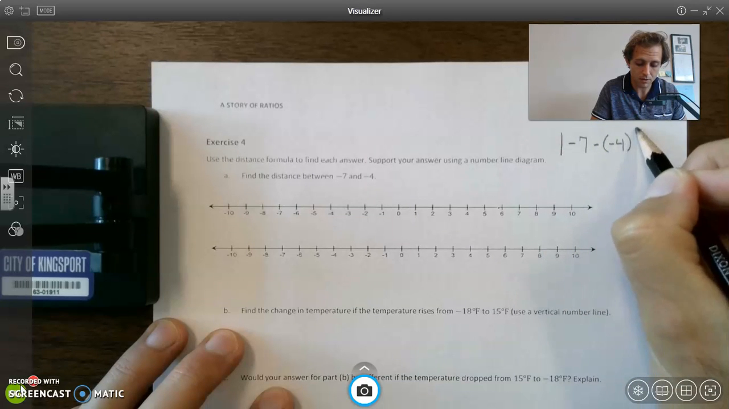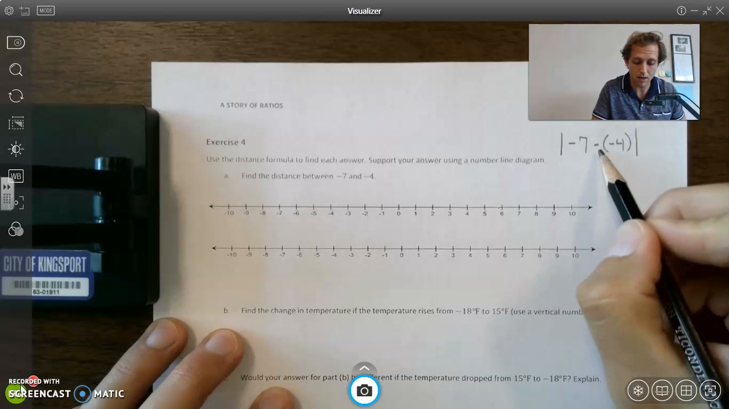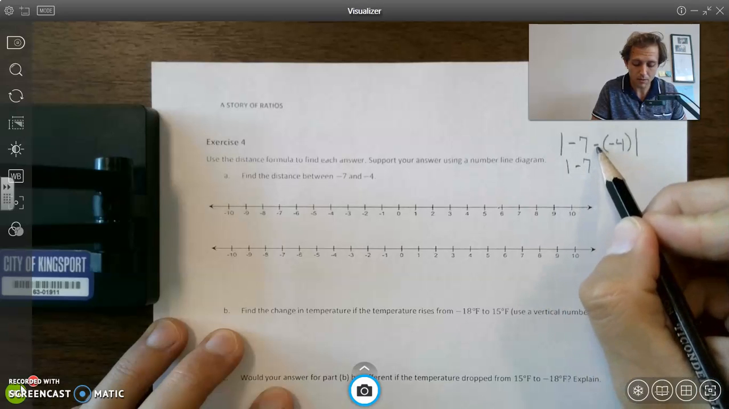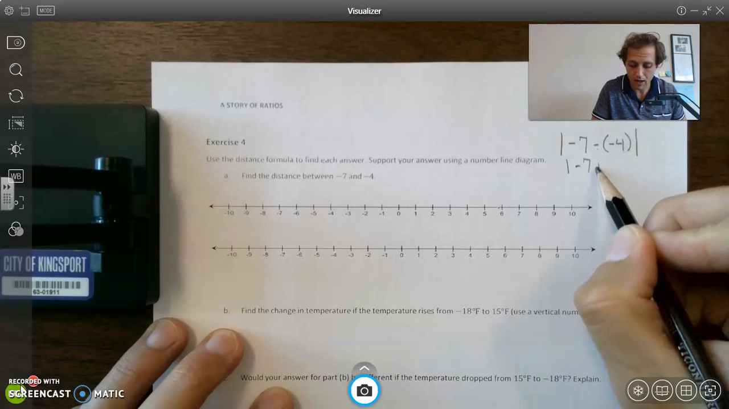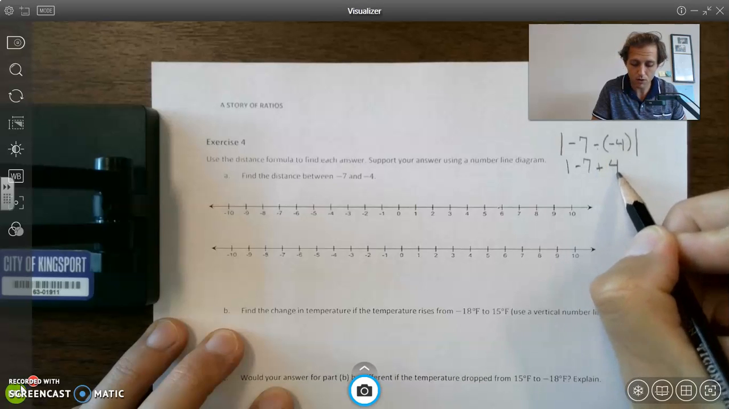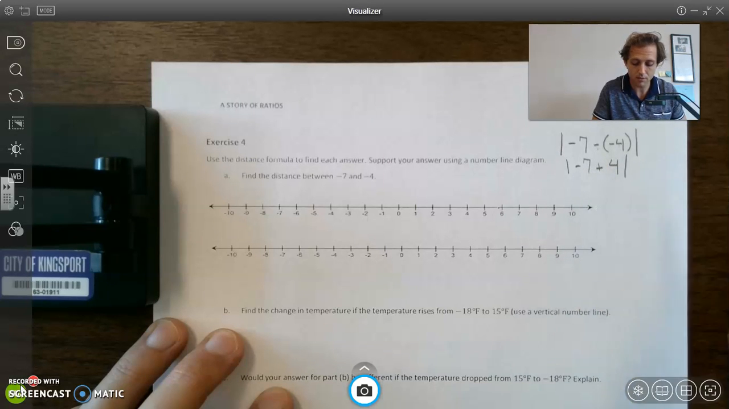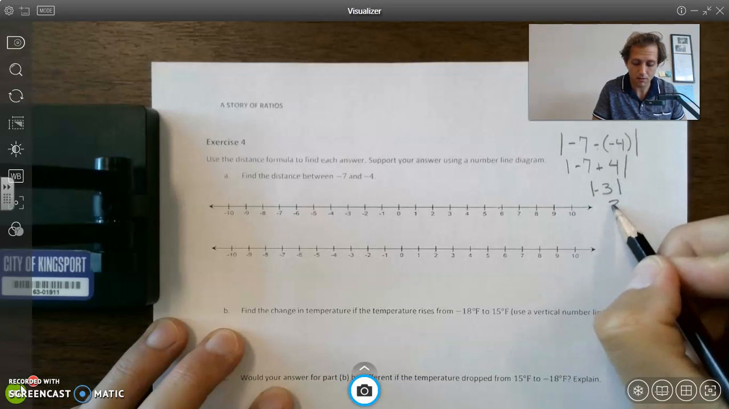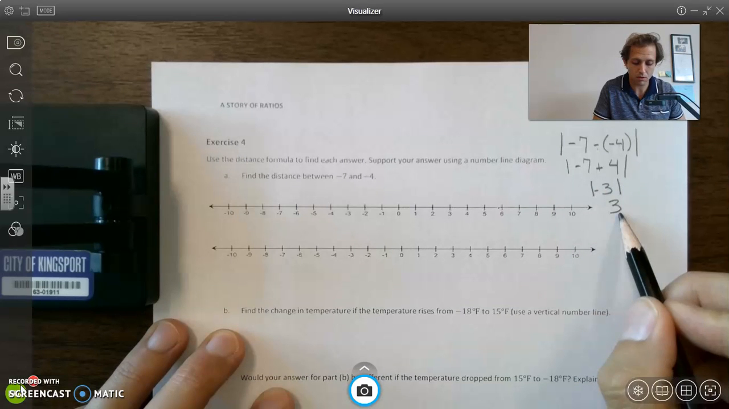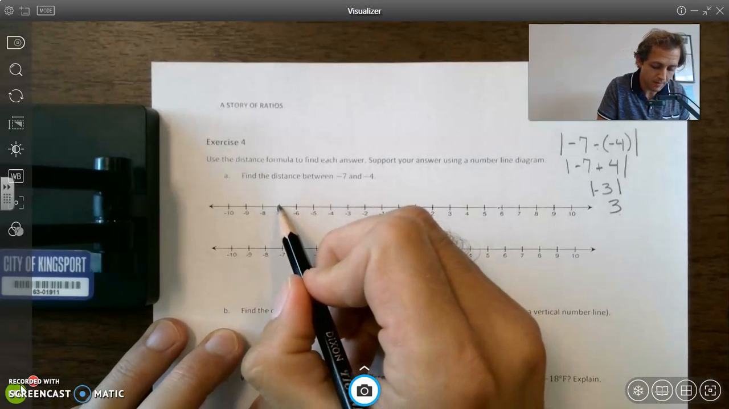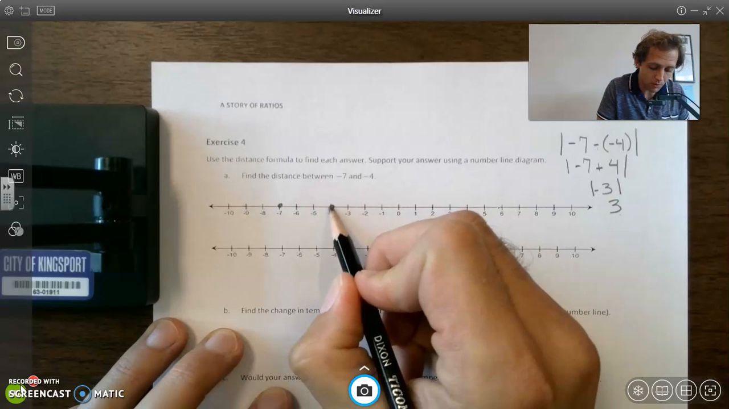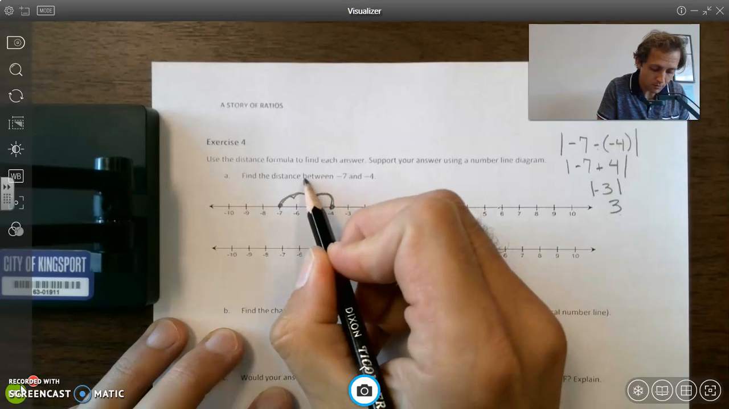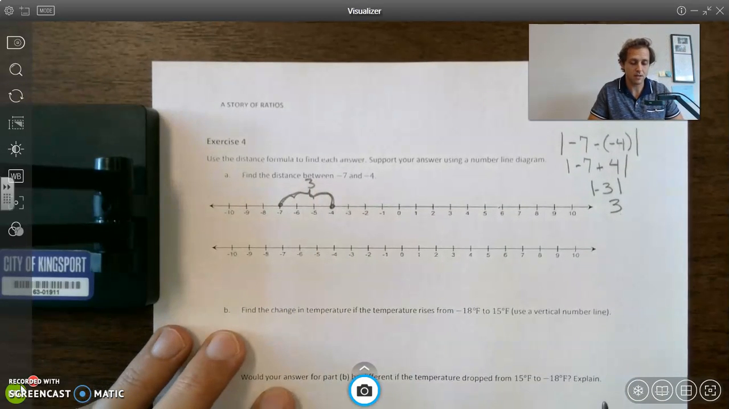Remember, difference always means subtraction. -7 minus -4. So I'm going to do -7. If I'm subtracting -4, I could add the opposite of -4, which is 4. -7 plus 4 is going to be -3, and the absolute value of -3 is going to be 3. So it should be 3 spaces. Let's check. -7, -4, 1, 2, 3. They are 3 spaces apart. The distance is 3.